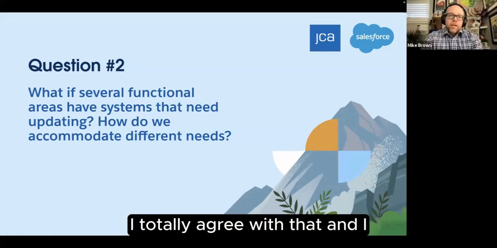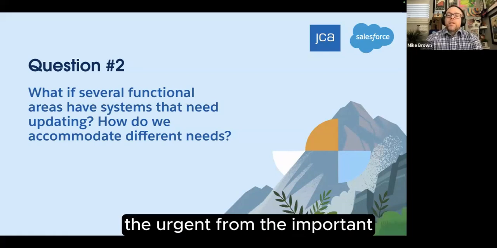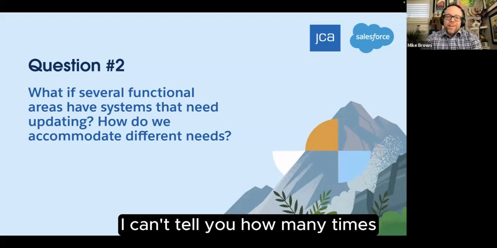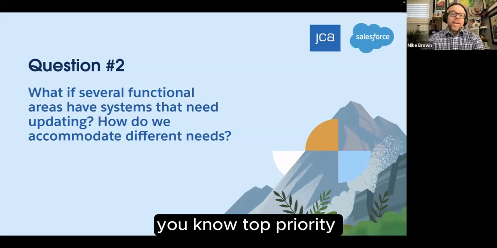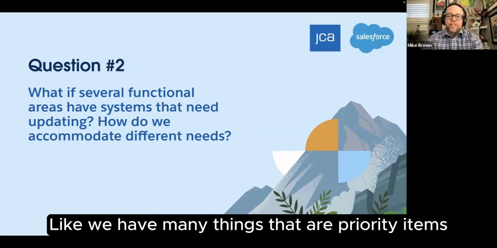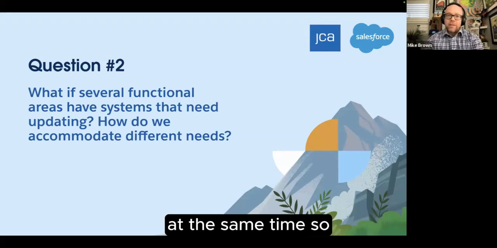Yeah, I totally agree with that. And I think this is where organizations really need to separate the urgent from the important. I can't tell you how many times I've seen an RFP doc that has 90% of things as must-haves and top priority. And I totally get it, right? Like we have many things that are priority items, but it's hard to prioritize everything at the same time.